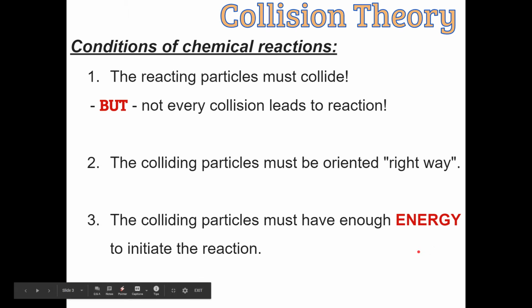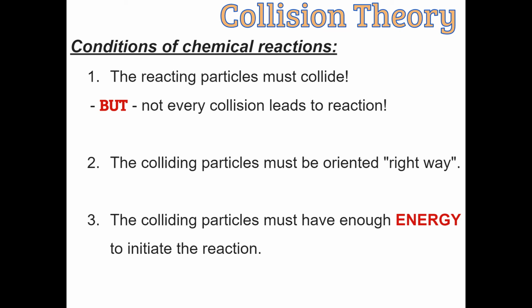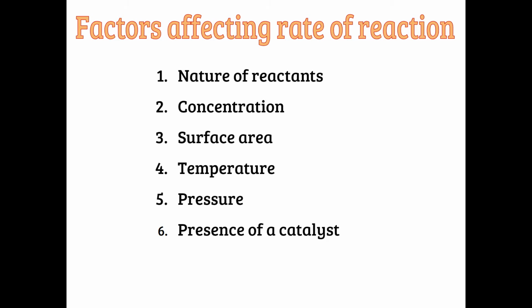So, with this collision theory in mind, let's consider what factors might possibly affect the speed of reactions. Well, here is a list of factors that have been observed to affect chemical reactions. That would be nature of reactants, concentration, surface area, temperature, pressure, and the presence of a catalyst.